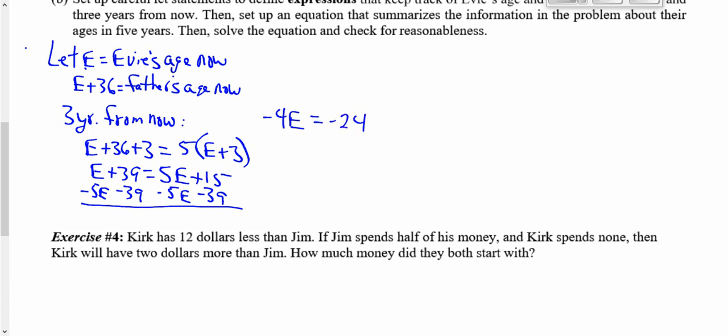Now finally, what do we do? Divide each side by negative 4. E equals 6. So Evie is 6 years old. Okay? Yeah. If you guys would like to do this, you know you're going to do it in the very next step, you can go ahead and handle it in one like that if you're comfortable with it. Okay? That's fine with me.